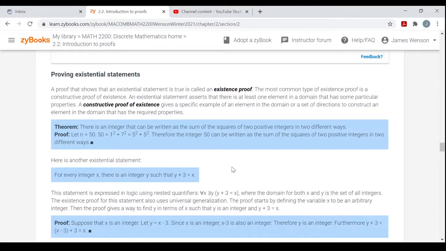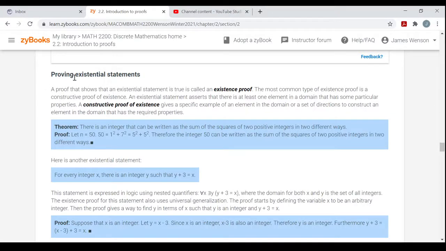All right, so that was all about universal statements, right? Proving universal statements are true. You can do it by exhaustion if the domain is small enough, if the domain is finite, or through universal generalization, like the example I showed you earlier, where you let variables represent arbitrary elements from the domain.